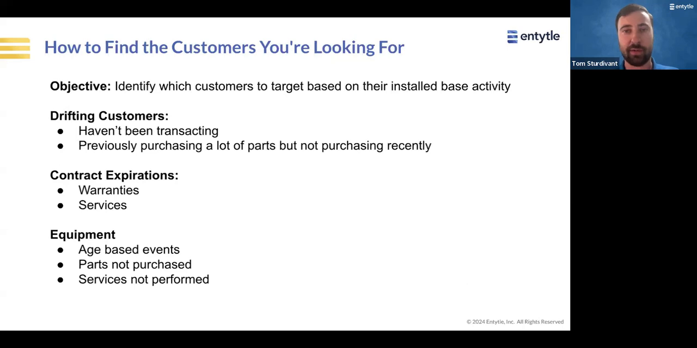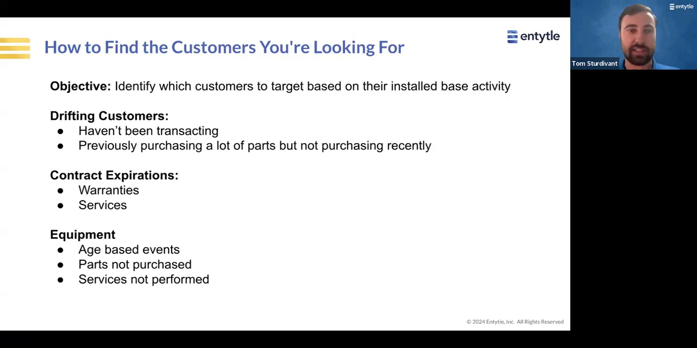There's, of course, a ton of different ways that you can slice and dice your install base to target the customers that you're looking for. I'm going to cover three of our most commonly used buckets of customer segmentation, starting with drifting customers. This is how to look for customers that were previously purchasing from you but haven't been buying recently. This also includes customers who may have been purchasing a lot from you historically, but currently aren't purchasing or haven't purchased in a time period. So, trying to re-engage those customers.